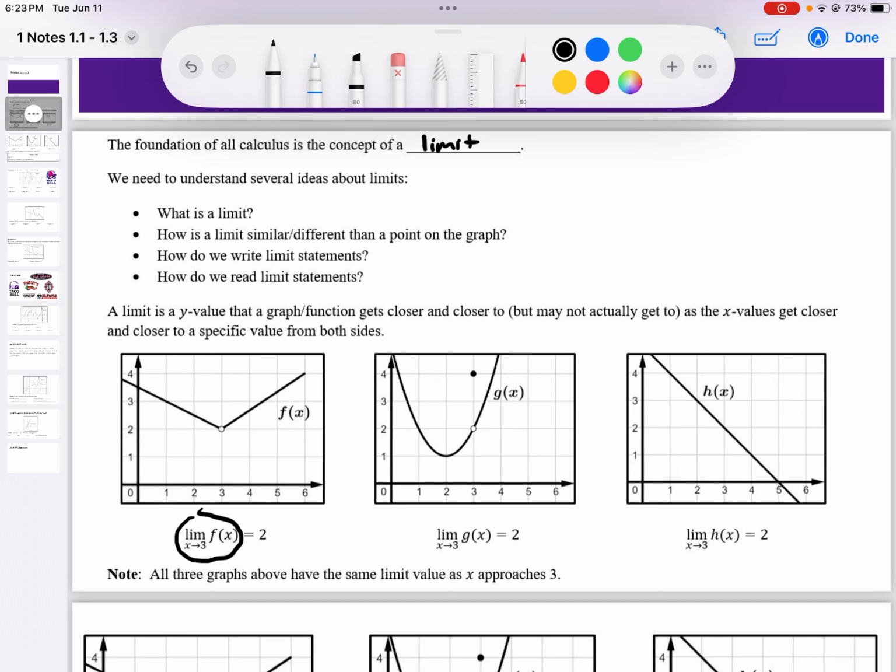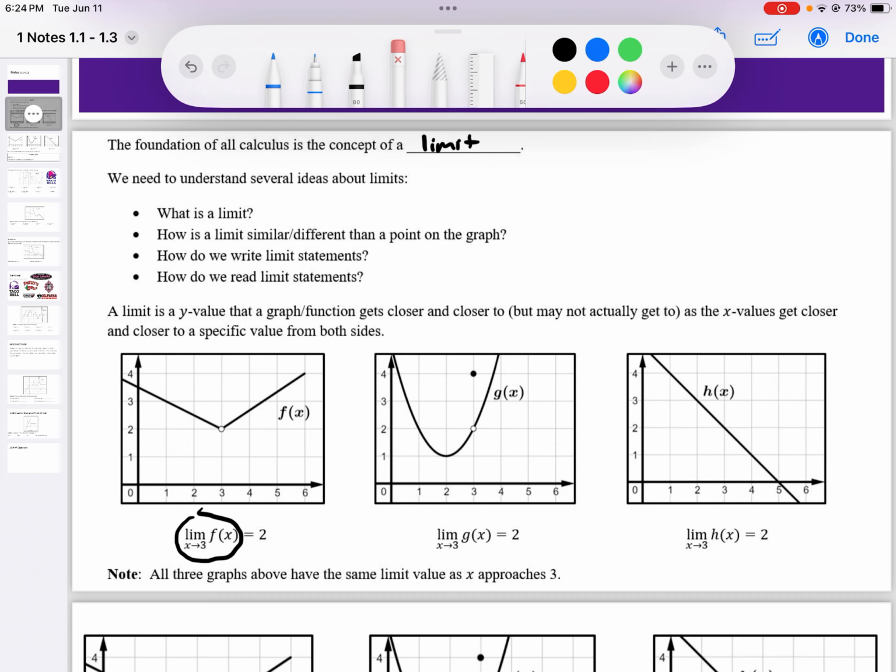But if I'm looking at the graph, and the limit as x is getting closer and closer to 3, so as my x's get closer and closer to 3, the y values are getting closer and closer to 2. It doesn't actually get to 2. The function is not defined at 2. That's why there's an open circle there at 2. But the limit of the function, f of x, as x approaches 3 is 2.